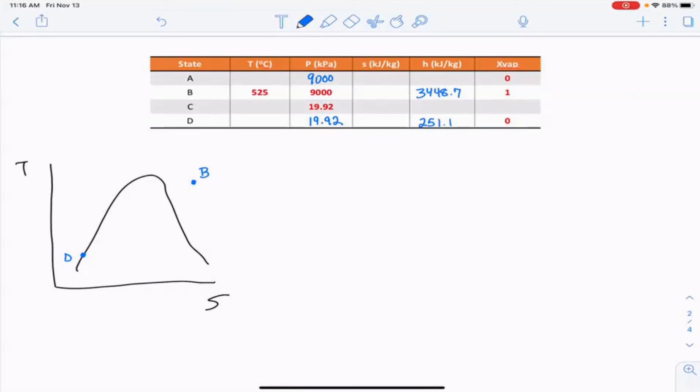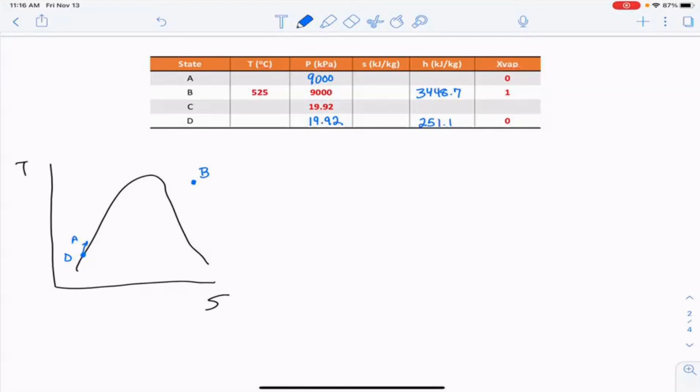So which one would you guys like to do first? Would you like to do the pump first, or would you like to do the turbine first? Okay, we'll do the pump first. That's totally fine. Then the pump is going to give us A, which, as we said, we know the entropy is going to come in a little bit here. So we know A will be there. But now let's figure out what the enthalpy at A is.